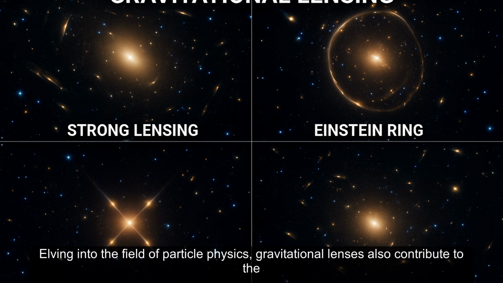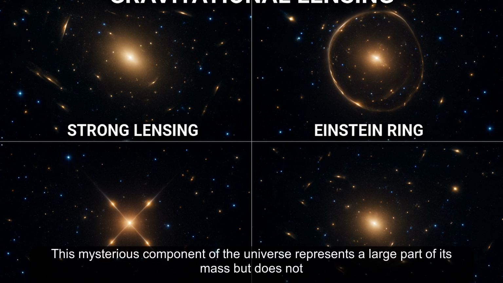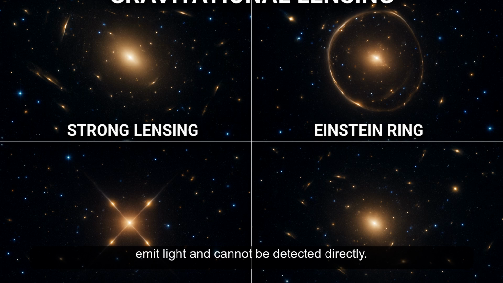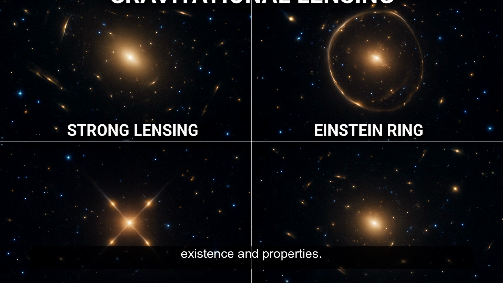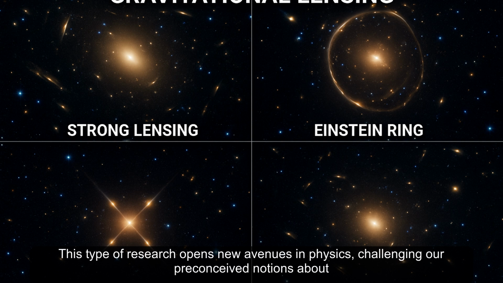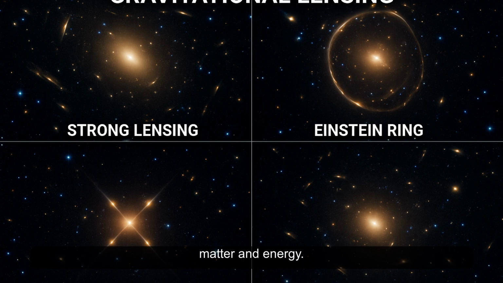Delving into the field of particle physics, gravitational lenses also contribute to the search for dark matter. This mysterious component of the universe represents a large part of its mass but does not emit light and cannot be detected directly. By observing how the light from other galaxies curves around it, scientists can infer its existence and properties. This type of research opens new avenues in physics, challenging our preconceived notions about matter and energy.